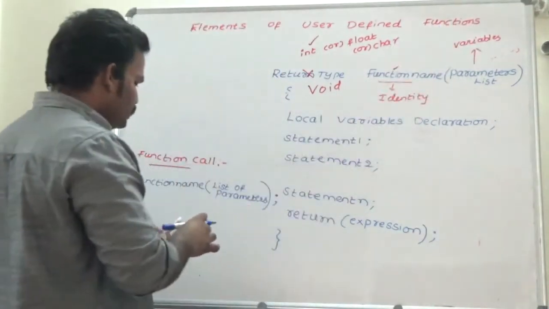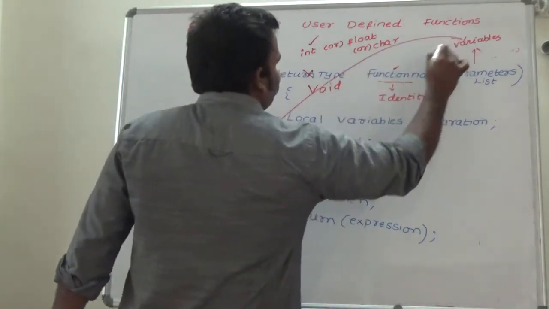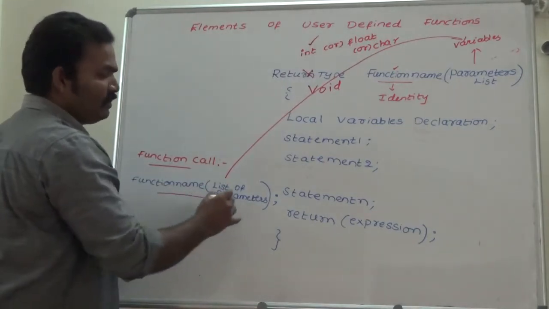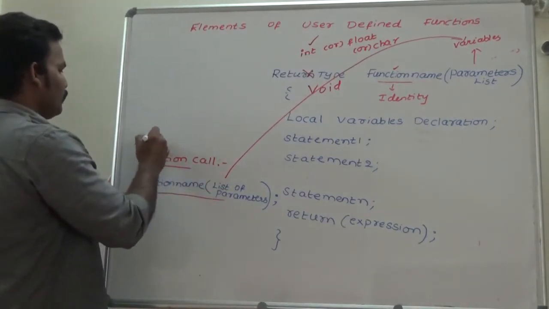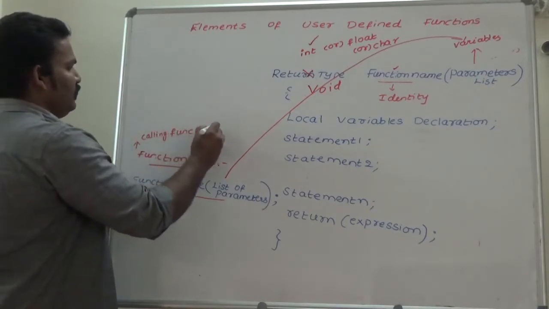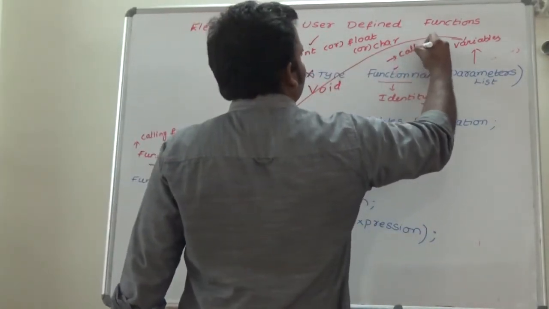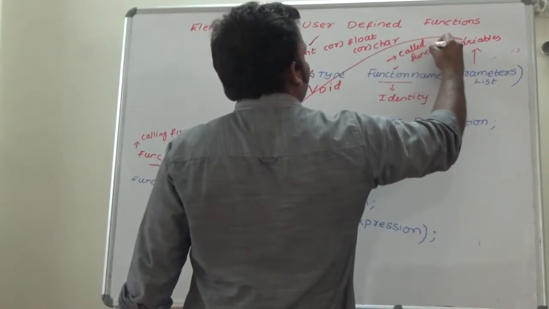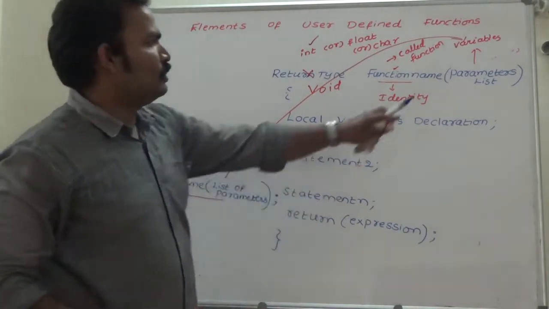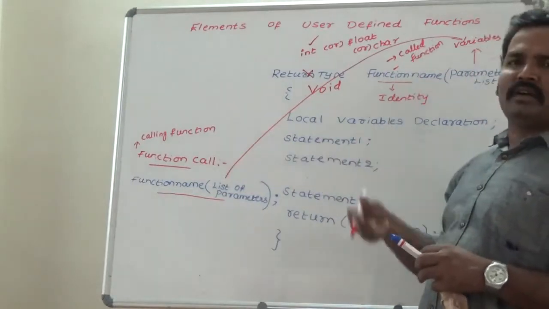These variables are used to receive the data from calling function. So this is the calling function. And here this entire function is called the called function. So called function, calling function. Here these variables are used to receive the data from calling function.